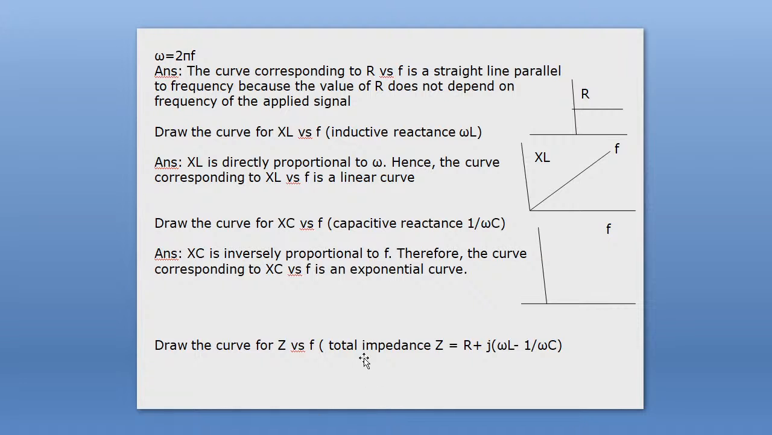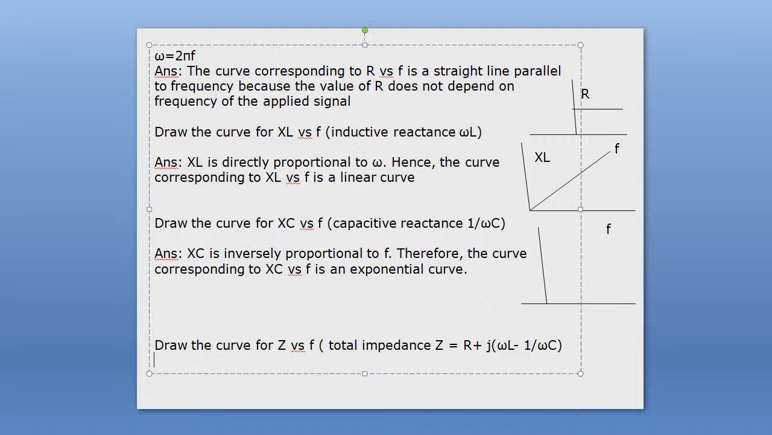And for this case you will get a parabolic curve. At resonance frequency you will get minimum impedance, and on either side of the resonant frequency you will get maximum. This variation will give you a parabolic curve.